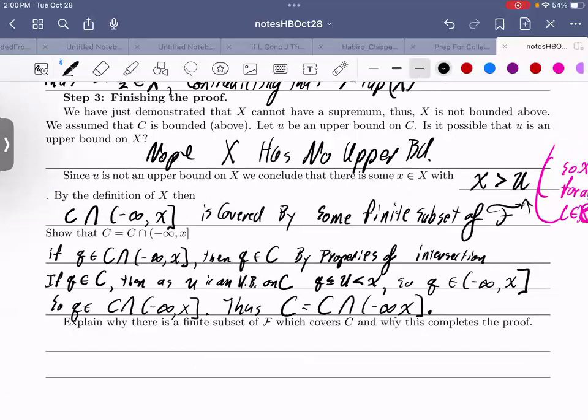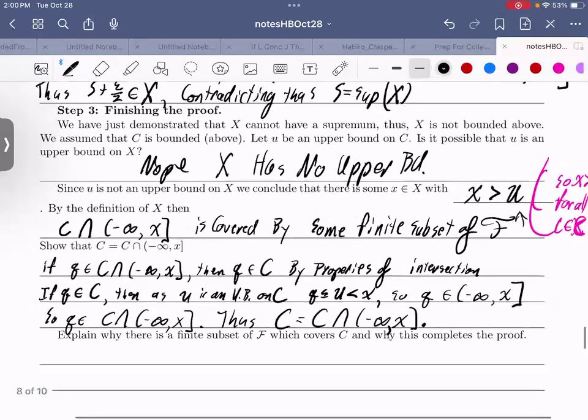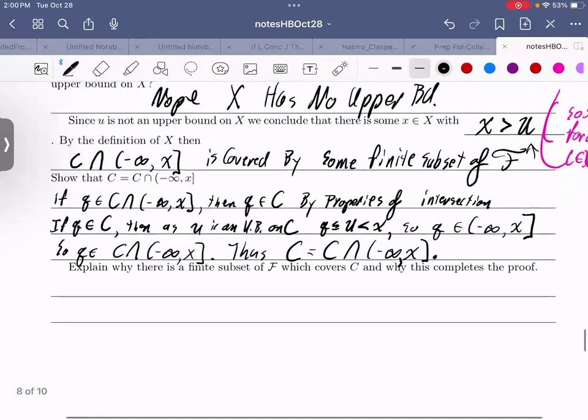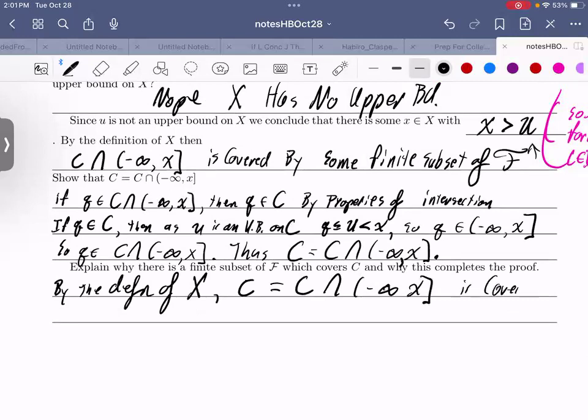Now let's just wrap it up. I don't need to remind you that it's by the definition. Oh no, I do have to use the definition. Okay. By the definition of big X, C, which is equal to C intersect negative infinity to x, is covered by a finite subset of squiggly F.